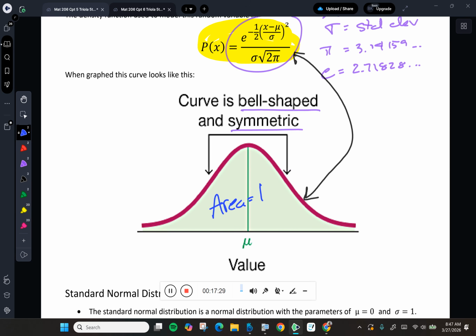Well, luckily, we don't have to worry about that in this course. That's a complicated mathematical problem that you would deal with if you took a calculus course. For us, we're just going to use technology for the most part to find these values.